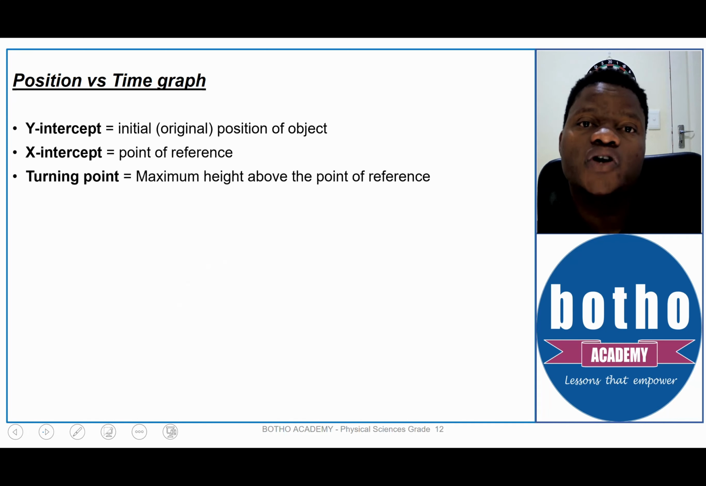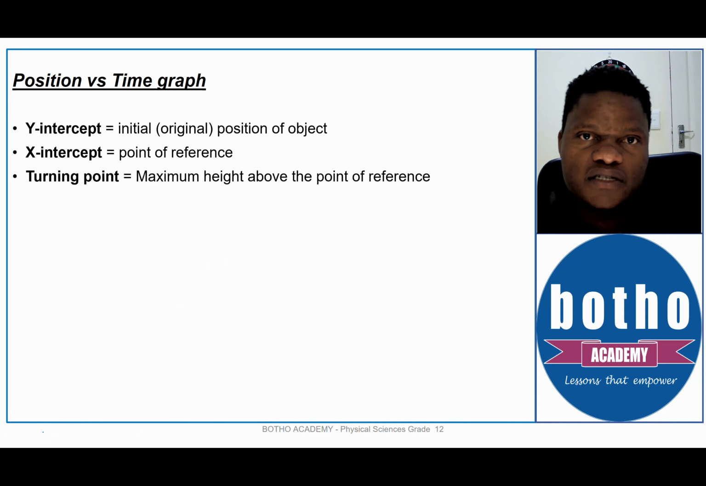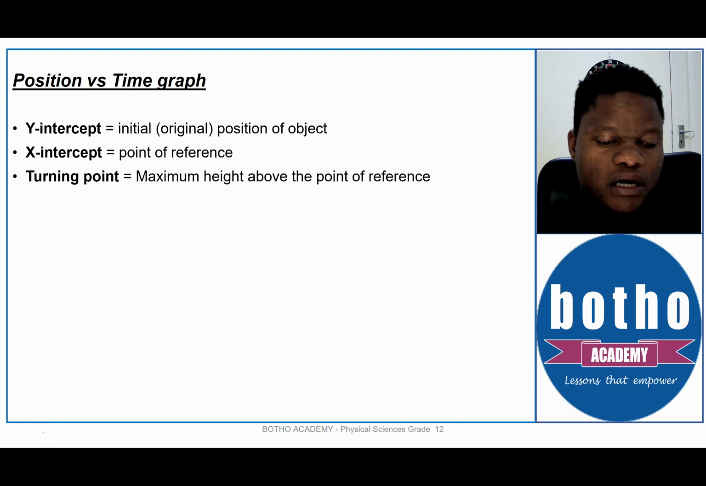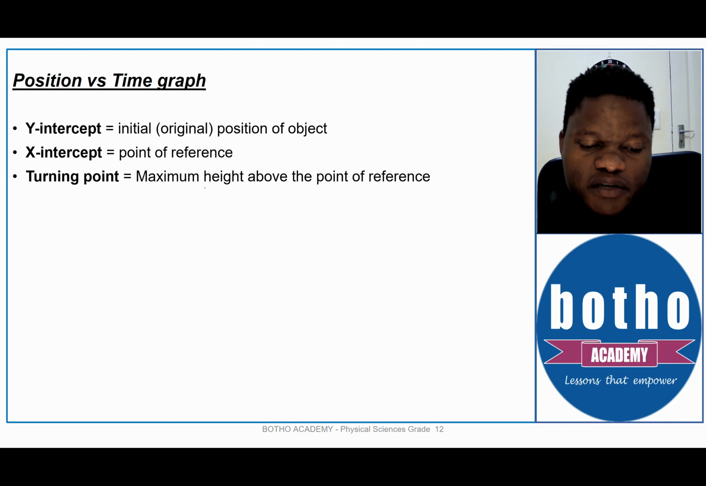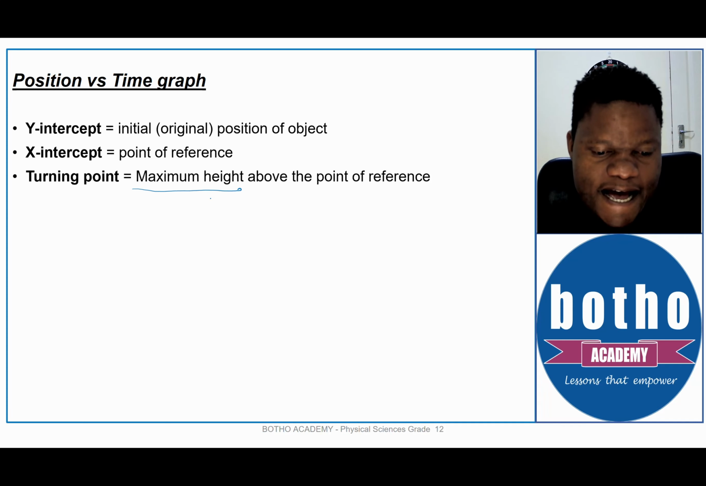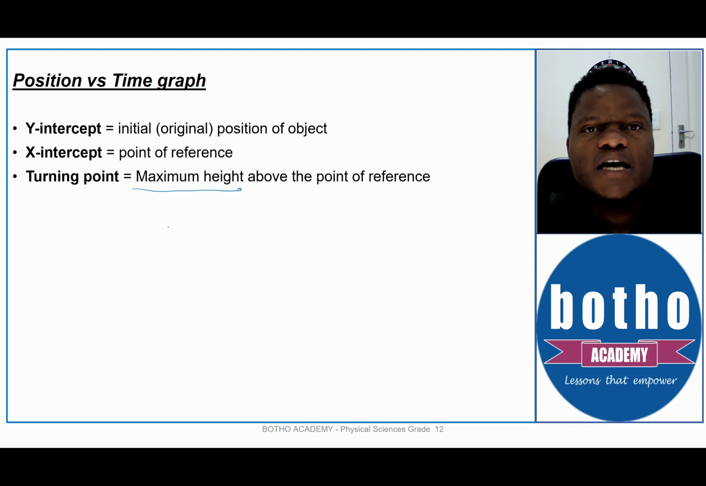Thirdly, because this is a curve, not a straight line, this is a parabolic graph, we have a turning point. Now, the turning point of the position versus time graph represents the maximum height above the point of reference, the maximum height above the ground if the object was starting from the ground. And you have a turning point which represents this height.